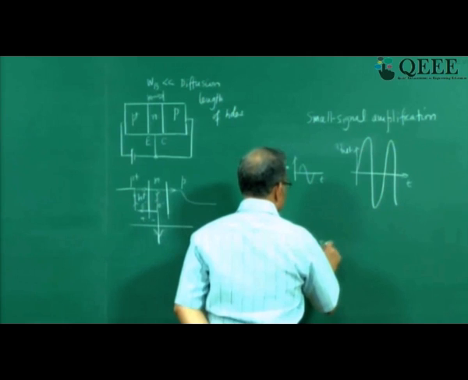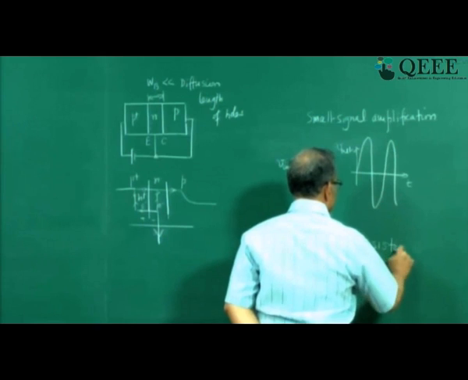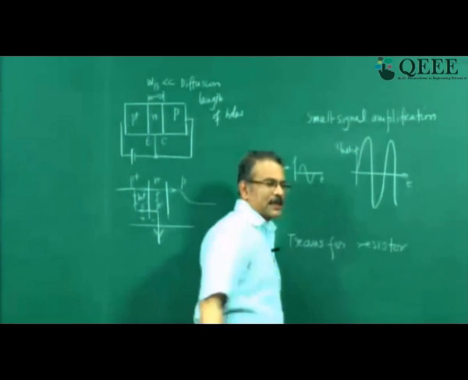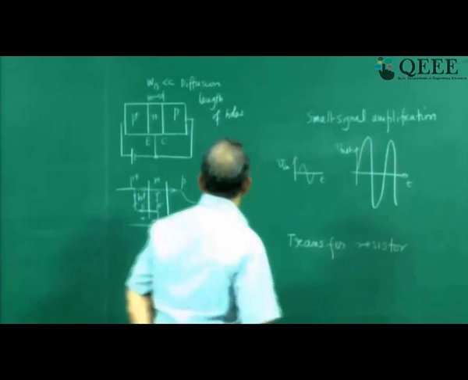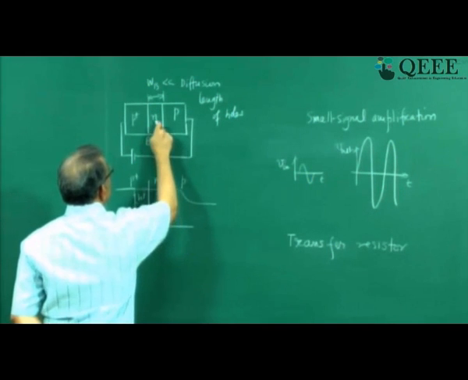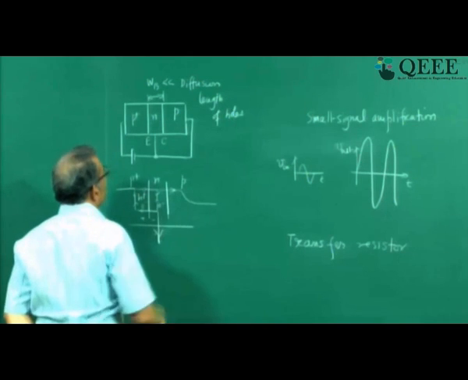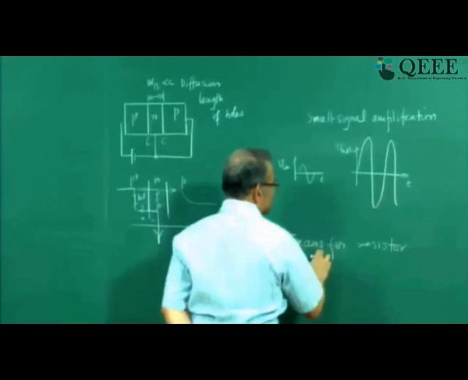I had already mentioned this in the first session. I am repeating it here. Transfer resistor. You can see that the current is being transferred from a forward bias junction which has a low resistance to a zero bias junction which has a high resistance, right? So it is transfer of current from a low resistance to a high resistance. This junction has low resistance because it is forward biased, but this one is zero biased, so its resistance is higher. So that is why it is transfer resistor.